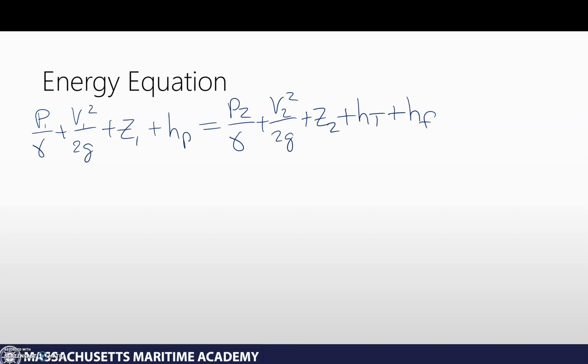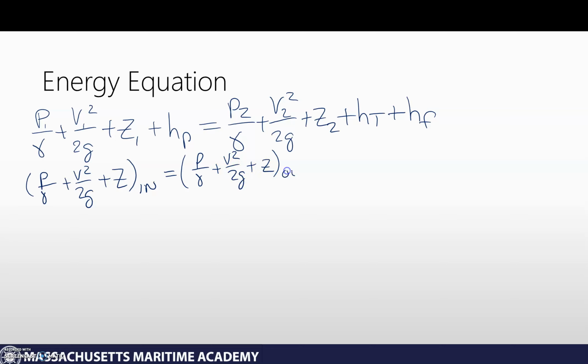Now typically we'll rearrange this to be the energy of the fluid coming in. So let's do that now. So P over gamma plus V squared over 2G plus Z coming in equals, it's going to have to be all that stuff coming out plus Z out plus the head of the turbine minus the head of the pump plus the head of friction.